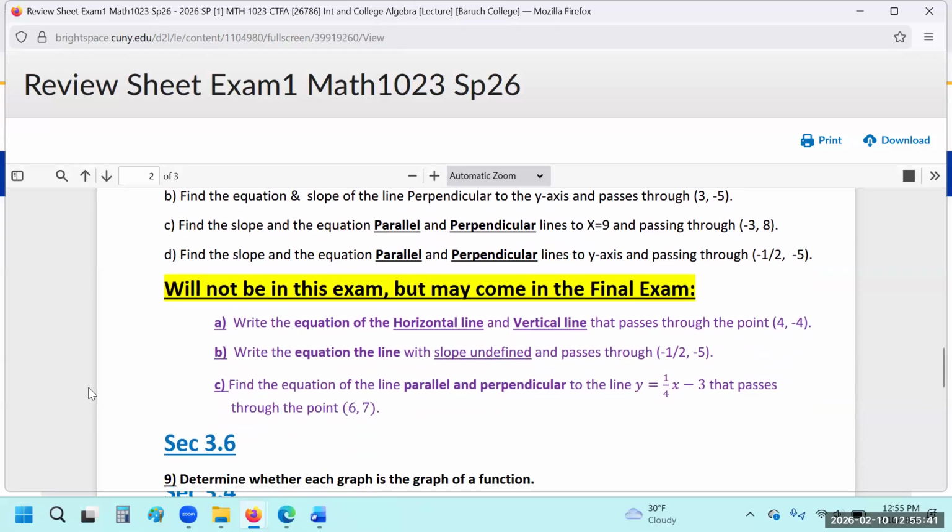Then the yellow passes, this will not be in this exam, but they may come in the final exam. So for this exam, you can ignore ABC, but for the final exam, make sure you know them before the final exam.